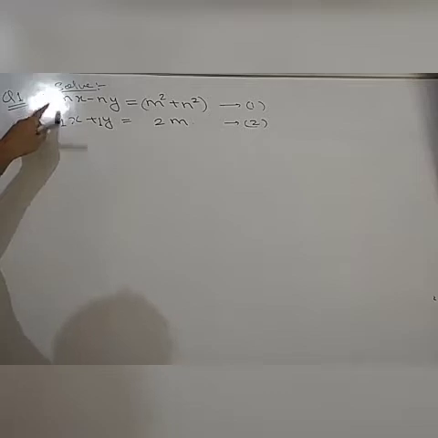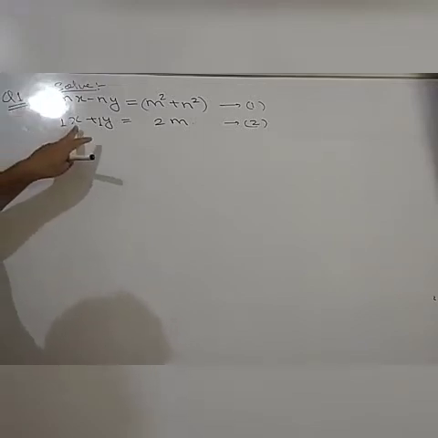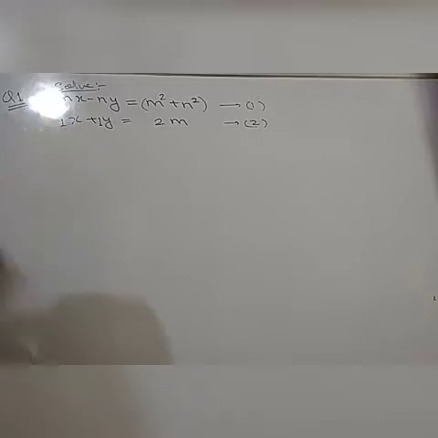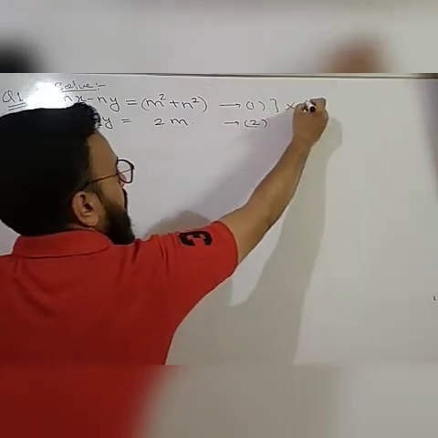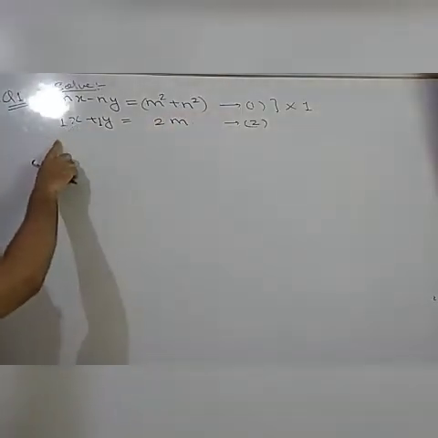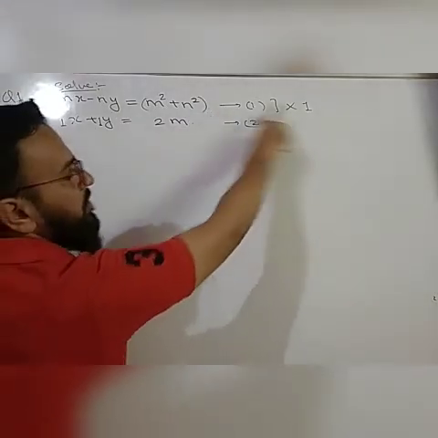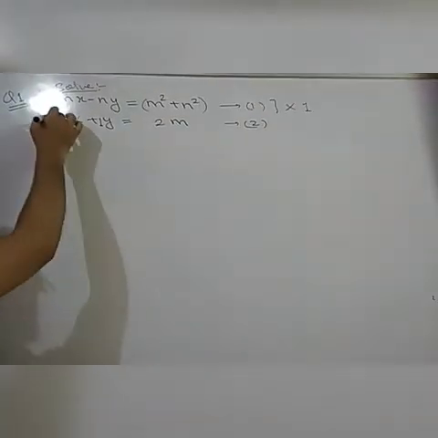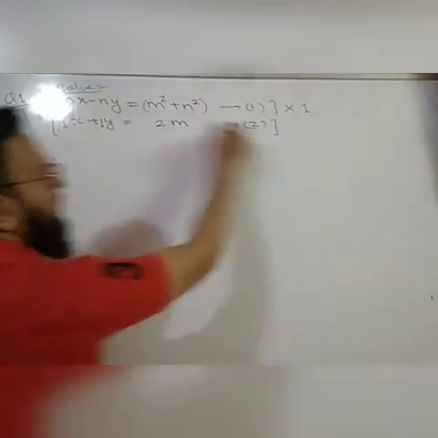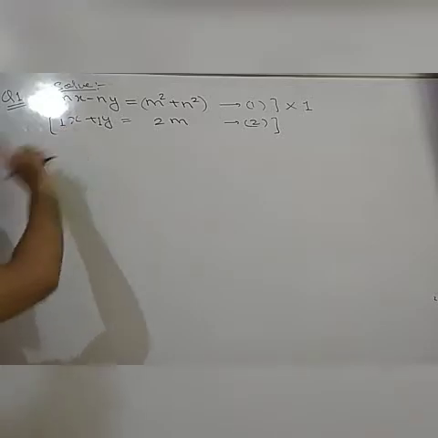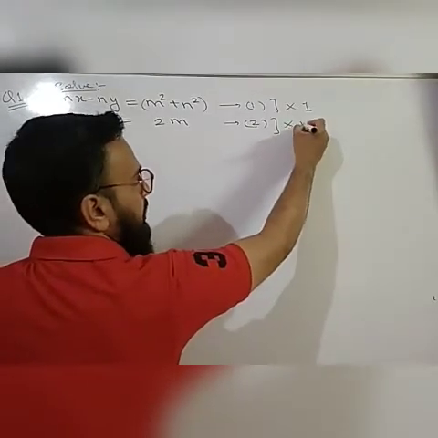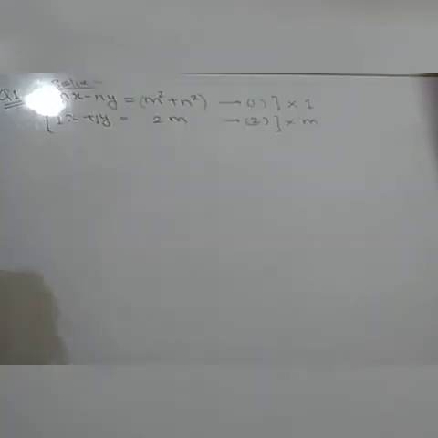So what will we do? We will multiply the first equation by the coefficient of x of the second equation, which is equal to 1, and the second equation by the coefficient of x of the first equation. So multiply equation number 1 by 1, and equation number 2 by m, because the coefficient of x in the first equation is m. When we multiply this equation by m, it will give mx. So multiply this equation by m.